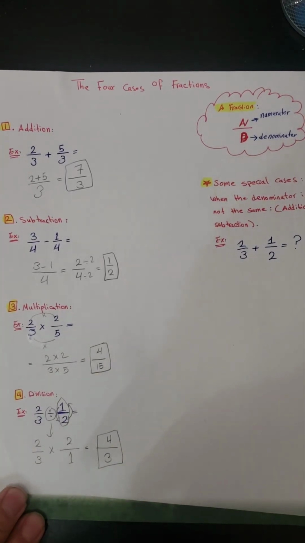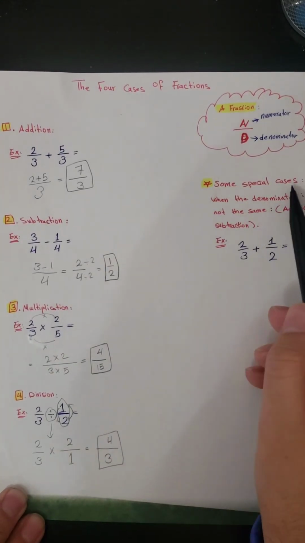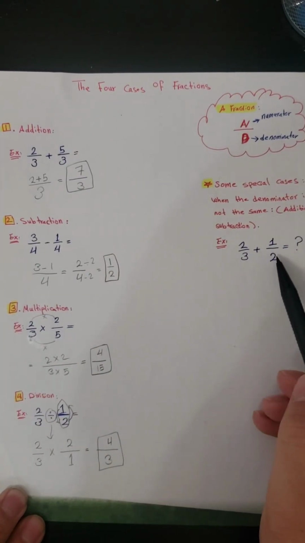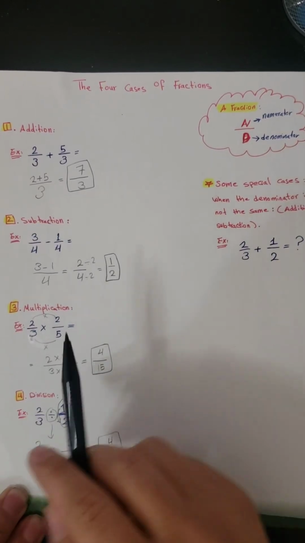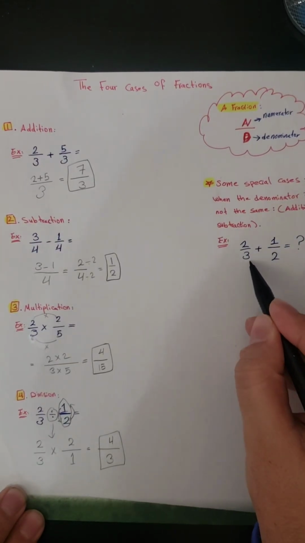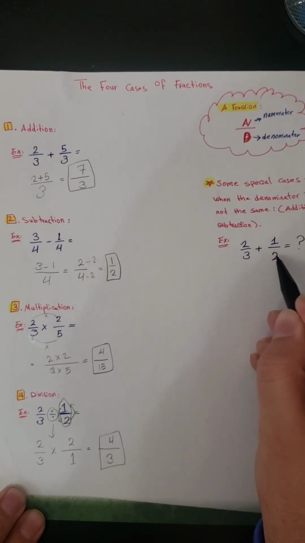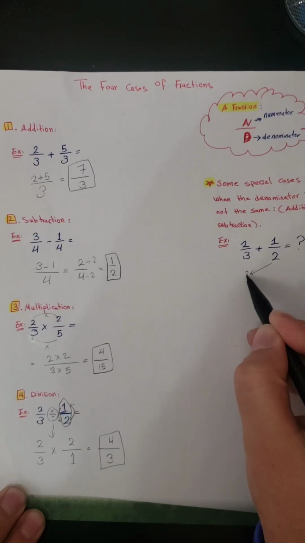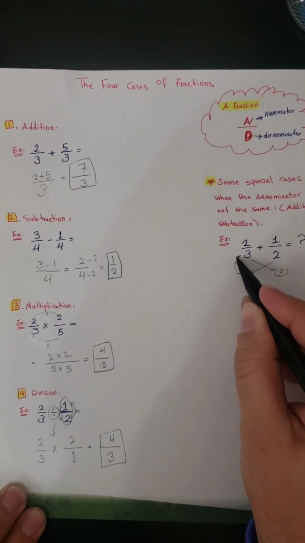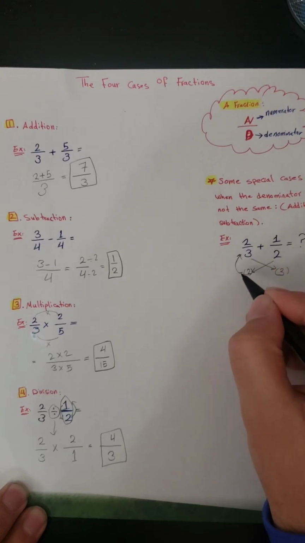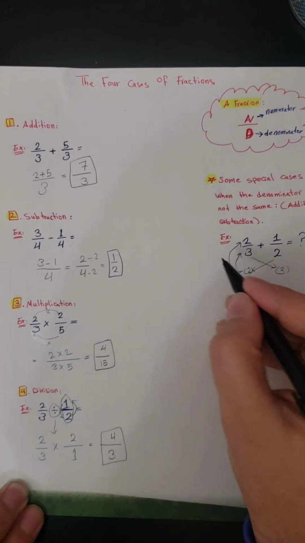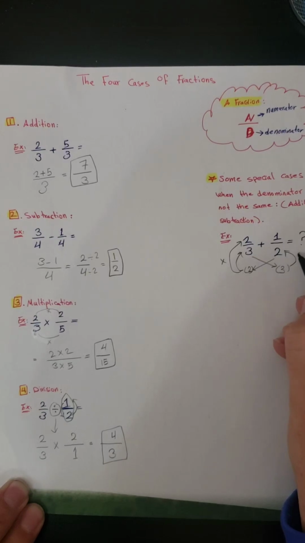I'd like to mention something here, that we have some special cases when we deal with addition and subtraction. Sometimes the denominator isn't the same. So what we do in this case, we have an example here. We flip the denominators. So we put 2 and 3 here. And then we multiply both the numerator and denominator by that number in order to make a common number in the denominator. And this is also multiplication.